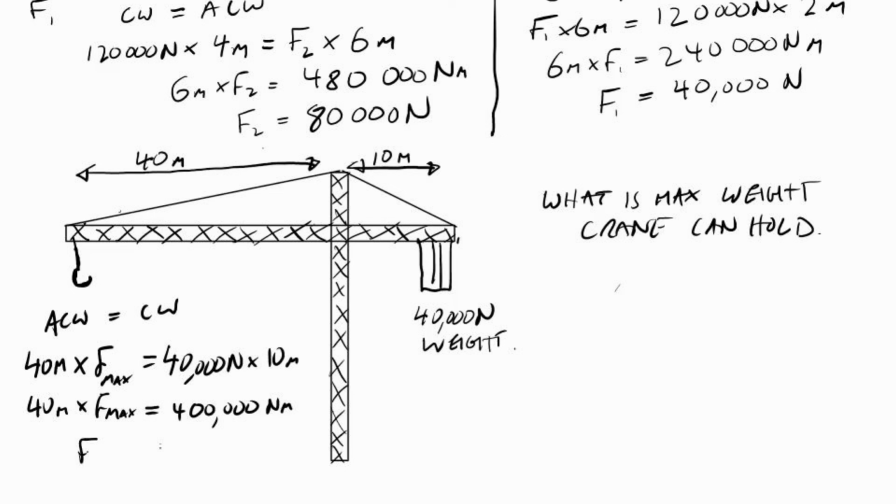And I can find the maximum force by dividing both sides by 40 metres, and in fact that will drop down and give me straight away 10,000 newtons. There we are. And that's our workman crane, the maximum that particular setup can hold.